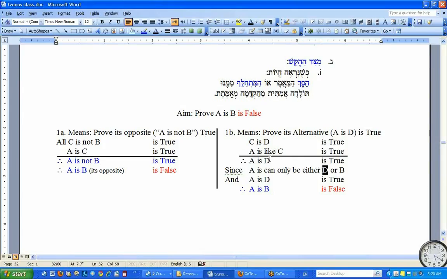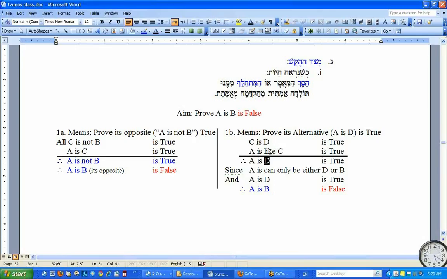So again, I want to prove A is B. So I use, for instance, a Bamatzino. I'll show you that A is B because the result of a Bamatzino, for instance, will come out that A is really D. Okay, and since A is D and there's only two possibilities, either D or B, and I prove that it's D, it can't be B. So that's what we did here.